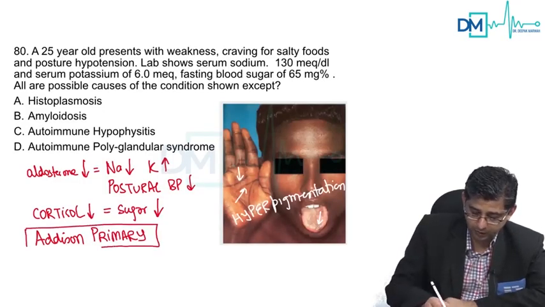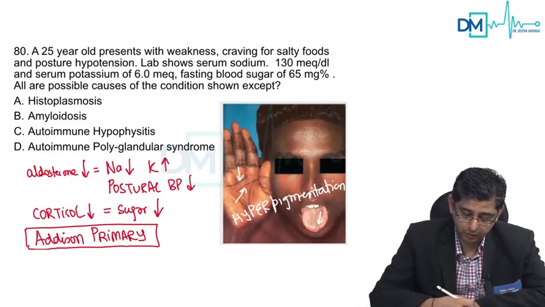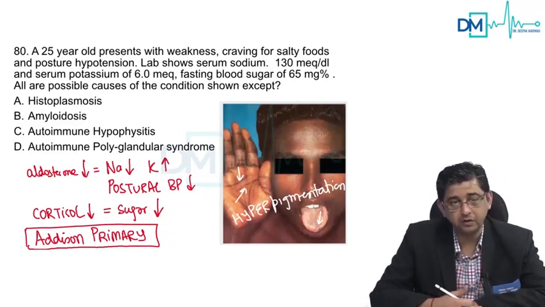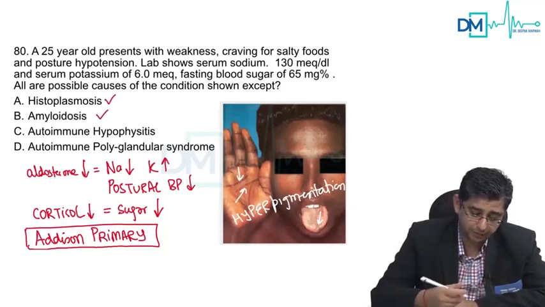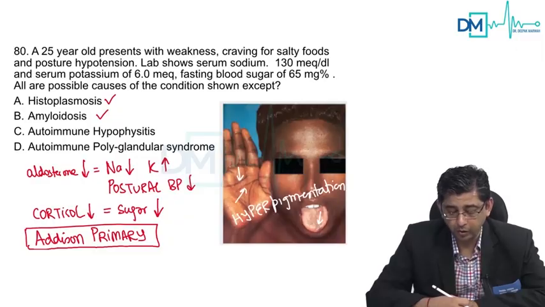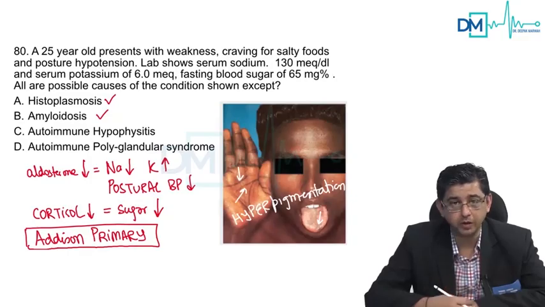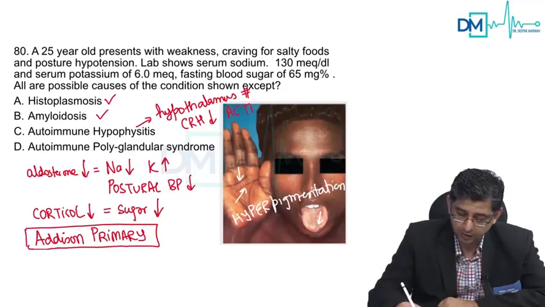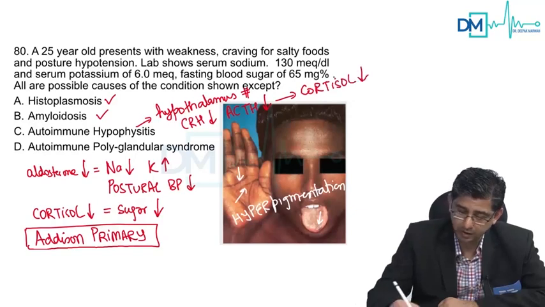Now we need to evaluate, since it's an except question, which of the following is not a cause of primary Addison disease. Histoplasmosis can damage the gland. The most common cause of Addison disease is autoimmunity, then TB, histoplasmosis, amyloidosis. So these can cause destruction of the gland. Autoimmune polyglandular syndrome, the name itself tells you, autoimmune polyglandular. So Addison disease could be present. In this condition, even concomitant hypoparathyroidism could be present. So you could have a combination of Addison disease with hypoparathyroidism. Autoimmune hypophysitis, CRH deficiency will cause deficiency of ACTH, and that will cause a decrease in the value of cortisol alone in the blood, because ACTH acts only on the second layer of the gland.